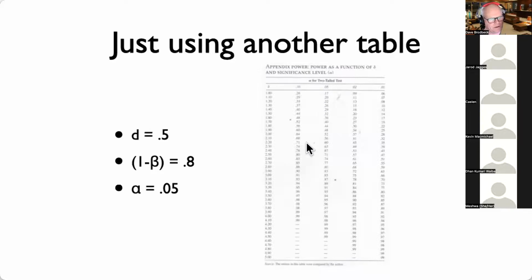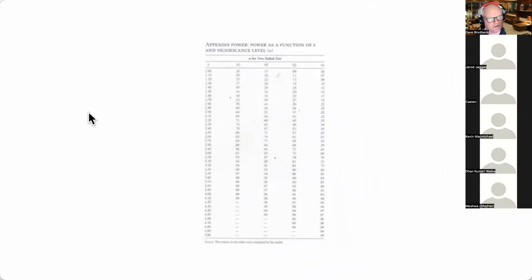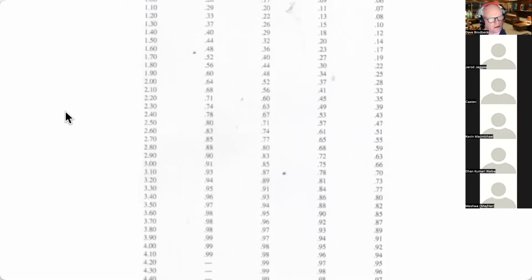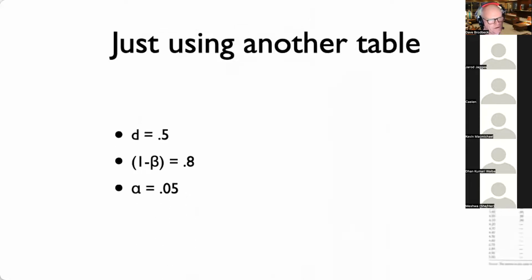And what we're going to do, let's get rid of all those. Let's zoom in. Let's move this over a bit. Now you can see what we're going to do is find out what the value is that we're looking for. So we're going down this column here. Let's just go back for a sec. So D is 0.5, 1 minus beta is 0.8, alpha is 0.05.